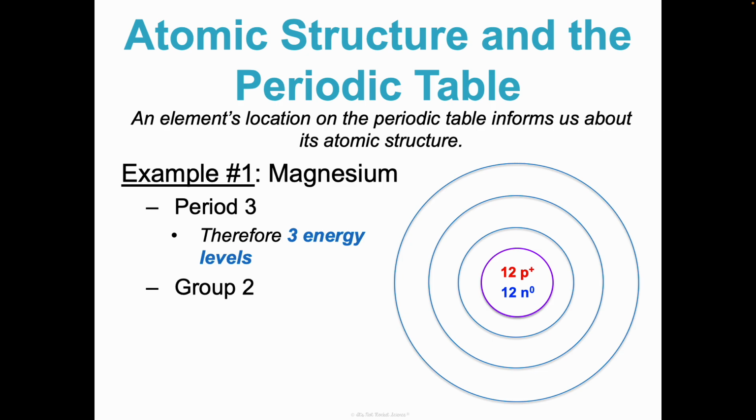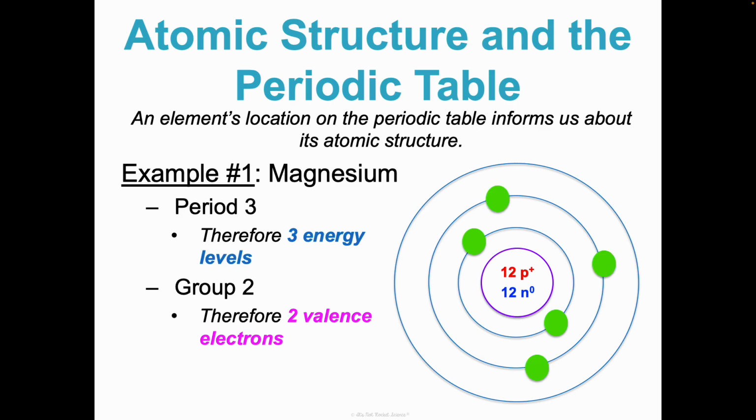I see it's in group 2, so that tells me it has 2 valence electrons. Assuming it's electrically neutral, it would have 12 total electrons to balance out the 12 protons in the nucleus, and 2 would be valence electrons. We always fill from the inside out. The first energy level holds 2, the next holds another 8. So we're at 10 total so far, and that leaves 11 and 12 to go in the outermost energy level, which has 2 there. That makes sense because it's in group 2, so it should have 2 valence electrons. These are the types of things we're figuring out from the periodic table.